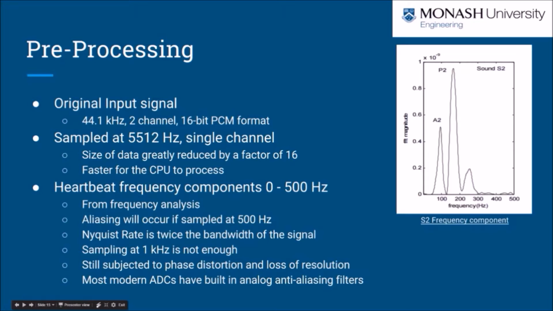The reason why we didn't sample at 500 Hz is because we won't be able to replicate the original signal at that sampling rate, whilst it also introduced aliasing. So we will have to sample in accordance to the Nyquist rate, which states that a signal can be accurately reconstructed if sampled at twice the bandwidth of the original signal. However, a 1 kHz sampling rate for our application would still not be enough, and at this sampling rate, the signal would still be subjected to phase distortion and a loss of resolution.